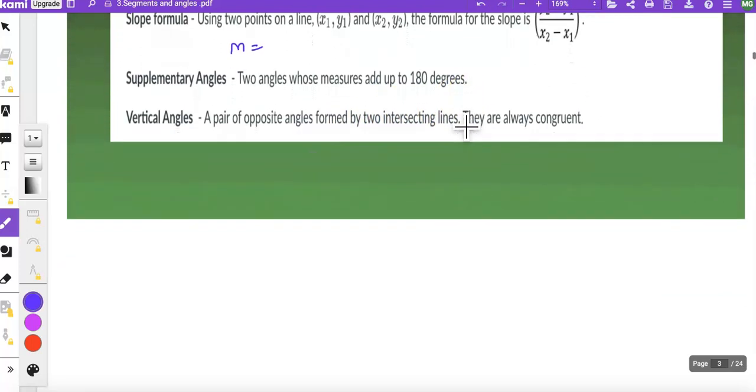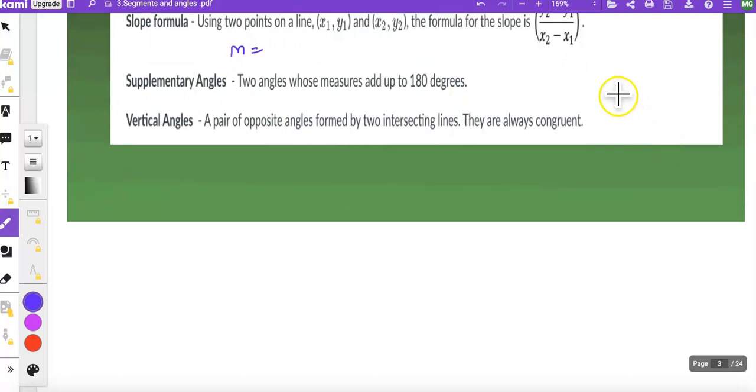And vertical angles: a pair of opposite angles formed by two intersecting lines, they are always congruent. So if I have one line over here and one line over here, I get one angle and this angle over here, known as vertically opposite angles. So if this is 50, this will be what? 50 degrees. Similarly, if I have this angle, it will be congruent to this one. So if this is 130, the other one will be what? 130.